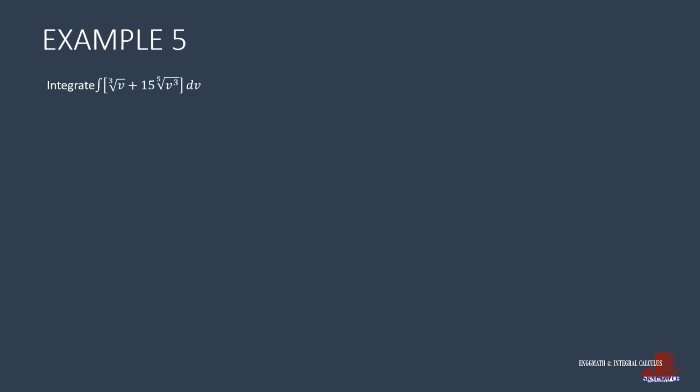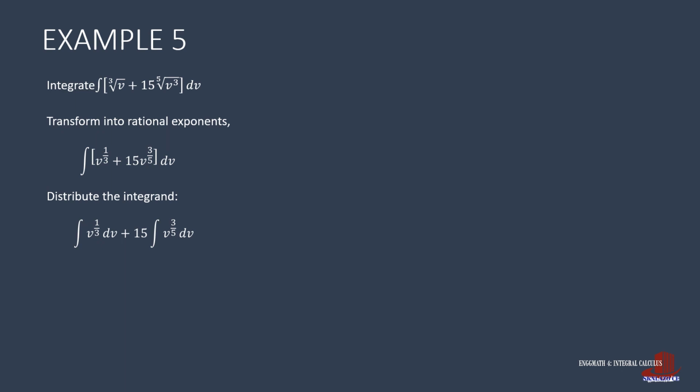Example 5 calls for the integration of the cube root of v plus 15 times the fifth root of v cubed times dv. First is to take out the radicals by transforming the terms into rational exponents, and then distribute the integrand. Now, having the integral of v raised to 1/3 dv plus 15 times the integral of v raised to 3/5 dv. Now analyze each term.